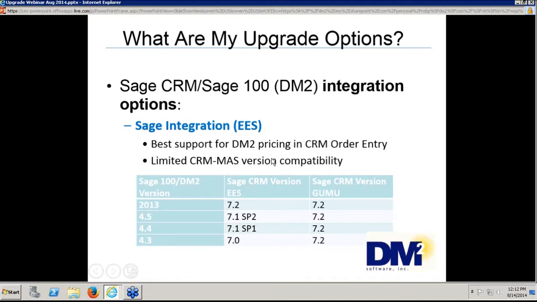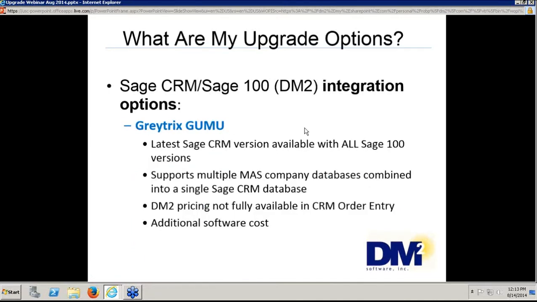So a salesperson, if they're selling to multiple MAS companies, would actually have to log in to separate CRM systems. So they could not have a single pipeline with all their opportunities. They couldn't have a single calendar. Whereas with Greatrix, you can have 5 different company databases in MAS. They all combine into a single CRM database. You have clear visibility of which MAS company the customers belong to, and so forth.